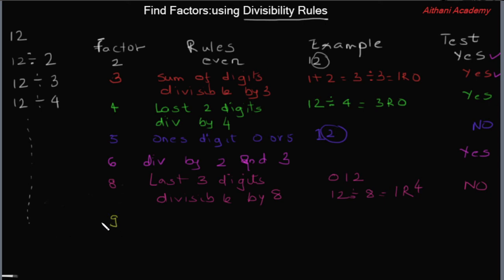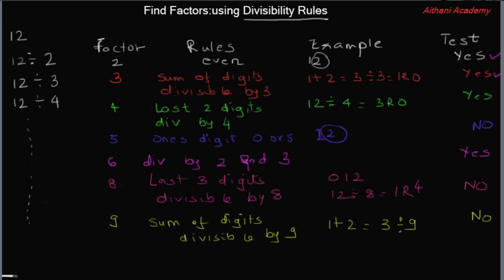Next number, 9. 9 is a factor of any given number, or a number is divisible by 9, if the sum of the digits is divisible by 9. This looks similar to the rule for factor 3. So if I do the sum of the digits, it is 3, which is definitely not divisible by 9. So it does not pass the test, and 9 is not a factor of 12.